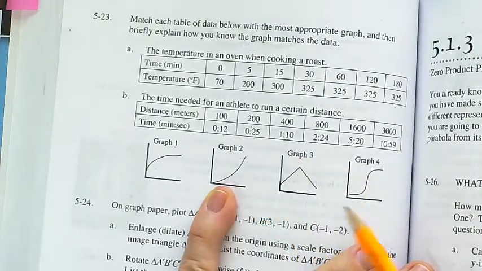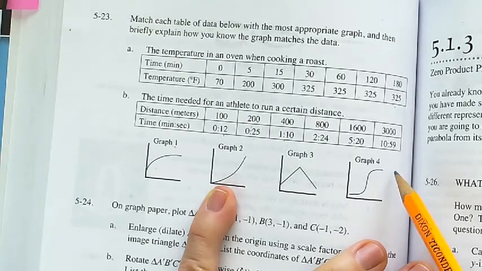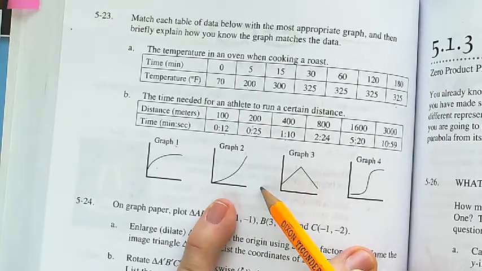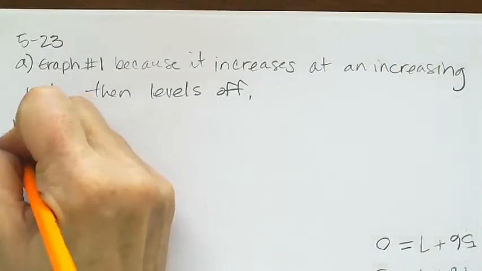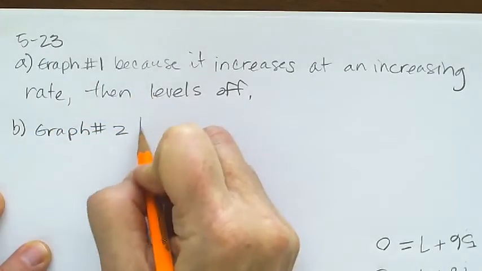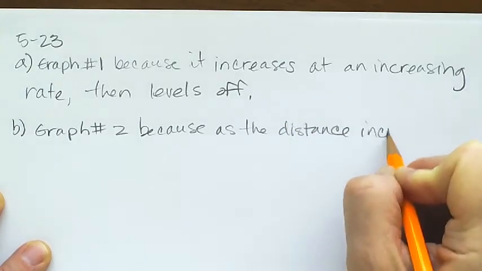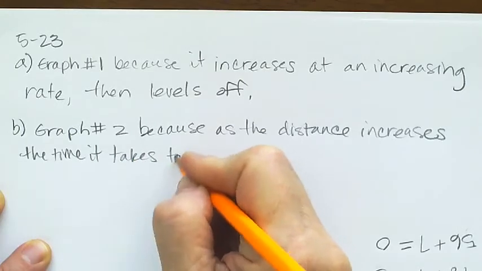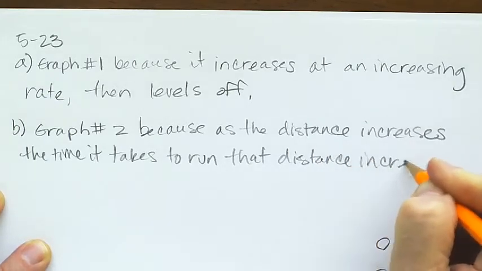So I'm going to go with graph number 2, because here it's kind of increasing very rapidly in the middle, so maybe at a certain distance, but then it's leveling off the time it takes to run a greater distance. Well, that doesn't make sense. As the distance is increasing, the time it takes this athlete to run keeps increasing. So let's put for 523 graph 2, because as the distance increases, the time it takes to run that distance increases.